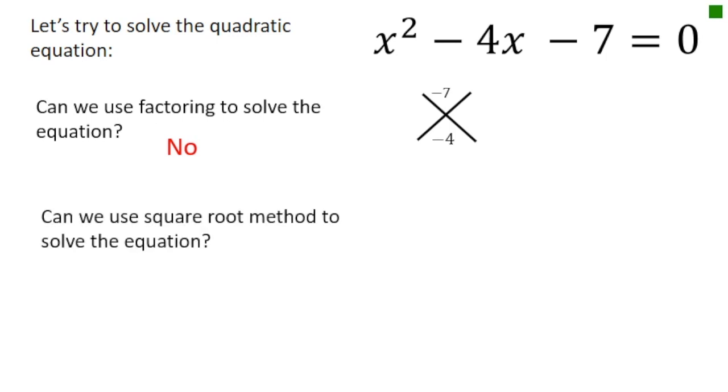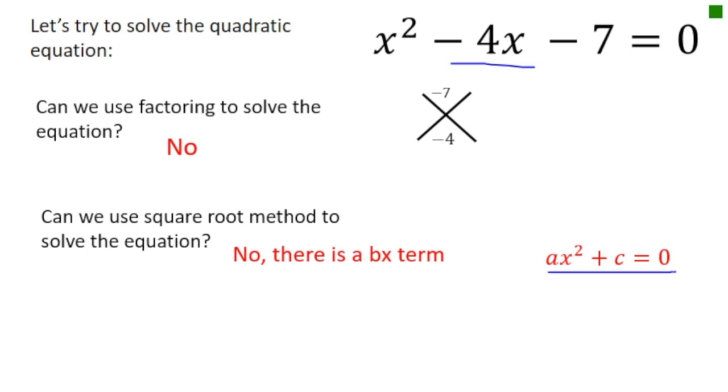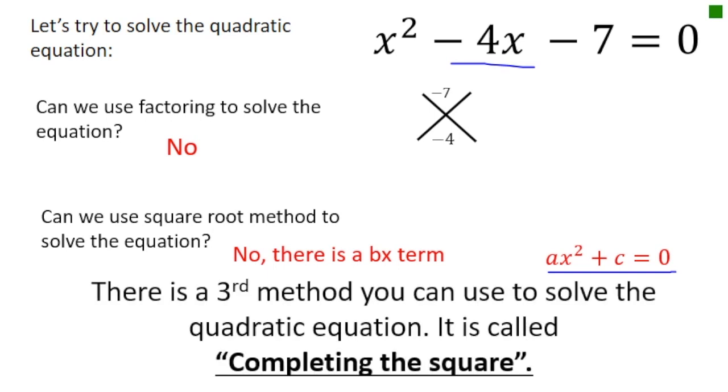If we were to try to use the square root method, are we able to? We're not able to because there is a bx term. It is -4. Remember, we need it to be 0x in order for us to be able to use it and put it in this formula. So we cannot use factoring, we cannot use square root method. There's a third method that we can use that is called completing the square.